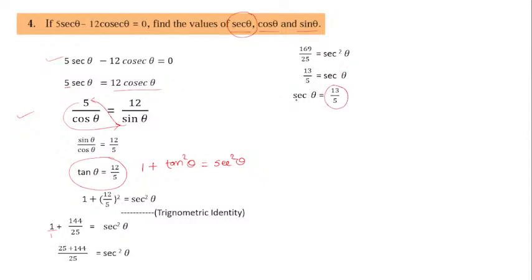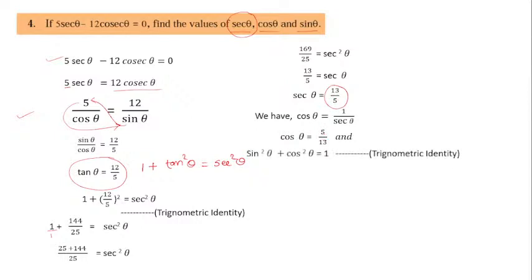Now once we have the value of sec theta, we can get the value of cos theta, as these are reciprocals of each other. So if sec theta is 13 by 5, cos theta must be its reciprocal, that is cos theta must be equal to the reciprocal of 13 by 5, which is 5 by 13. So cos theta is equal to 5 by 13. And finally we have to find the value of sin theta.